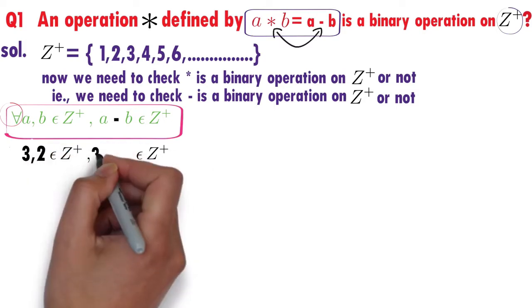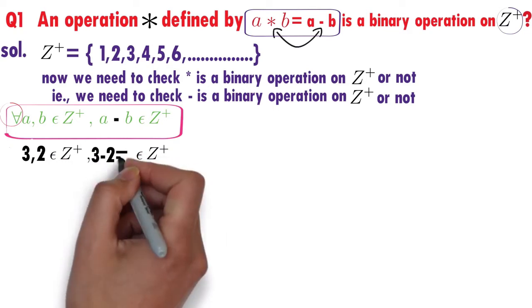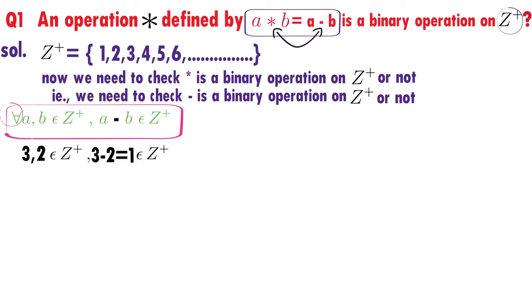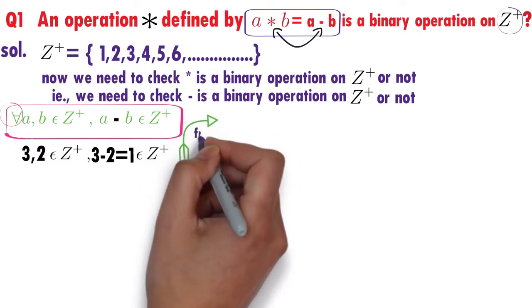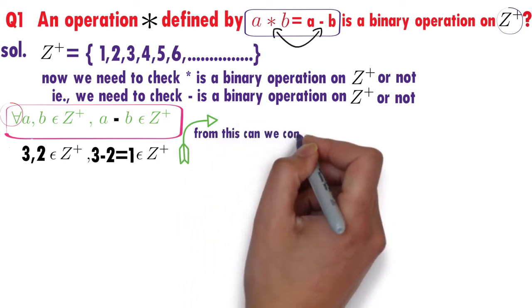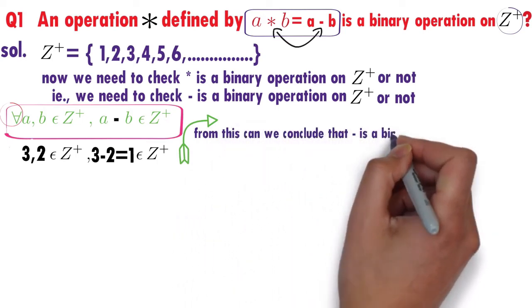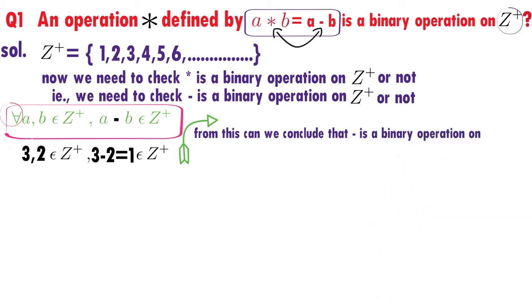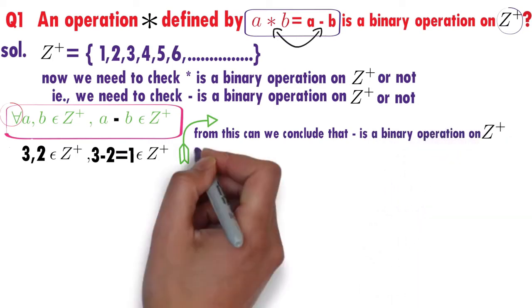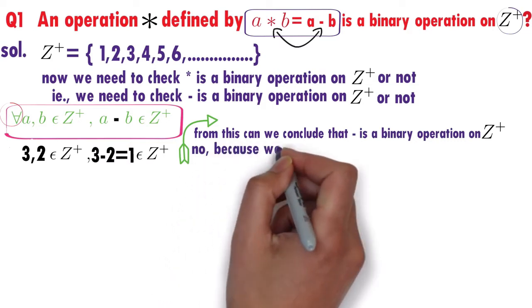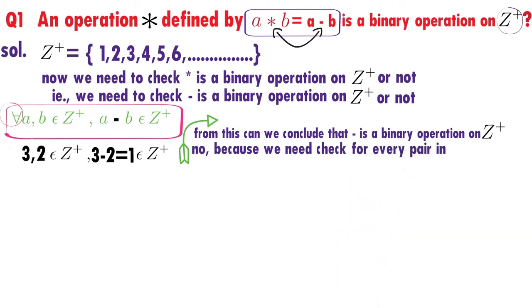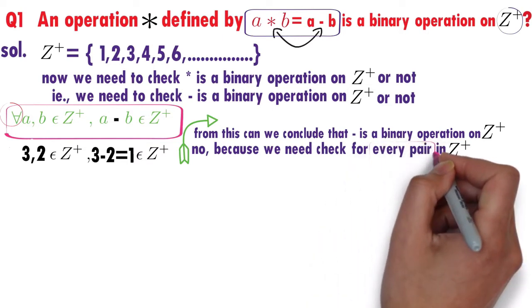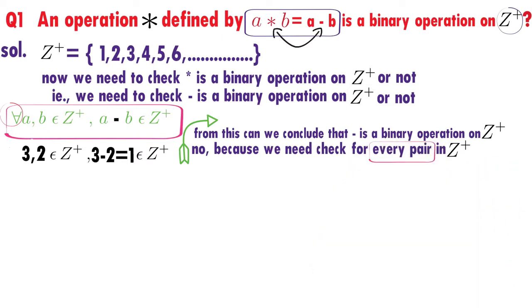You observe the operation here, 3 minus 2. 3 minus 2 is what? 1. 1 is a positive integer. That means for 3 comma 2 belongs to Z plus, 3 minus 2 belongs to Z plus. From this, can we conclude that subtraction is a binary operation on Z plus? Think? No, because we need to check this condition for every pair in Z plus. You need to check this condition for every pair. For one pair it is true, we cannot say it is a binary operation on Z plus.